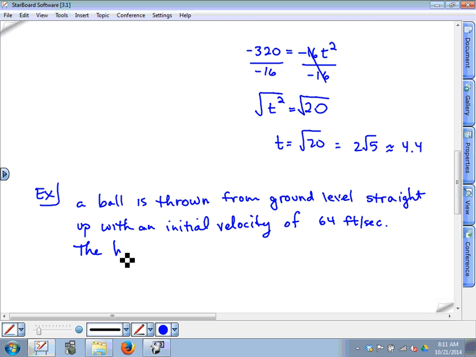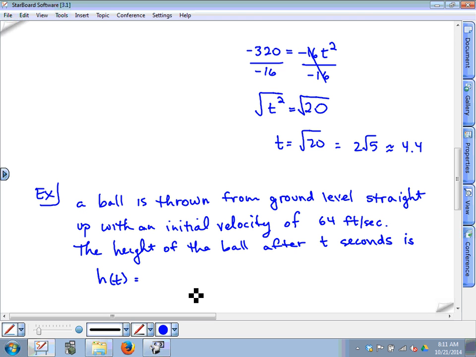The ball is thrown from ground level straight up with an initial velocity of 64 feet per second. The height of the ball after t seconds is modeled according to this function. H of t equals negative 16t squared plus 64t.